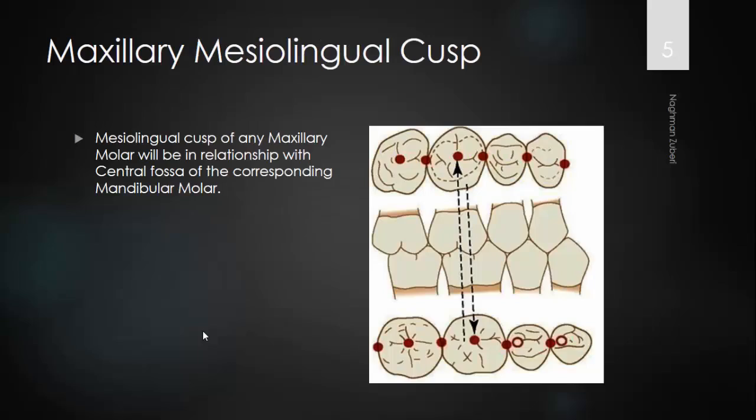Now what happens in normal occlusion and how do different teeth occlude? The maxillary mesiolingual cusps, where are they occluding? Mesiolingual cusp of any maxillary molar will be in relationship with the central fossa of the corresponding mandibular molar. This is the mesiolingual cusp of the maxillary molar. This is another mesiolingual cusp of the maxillary second molar. So they are articulating in the central fossa of the corresponding mandibular molar.